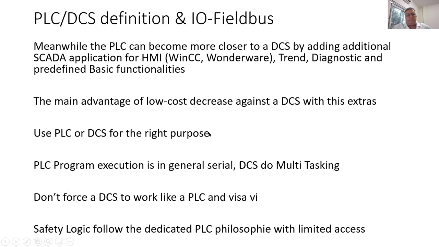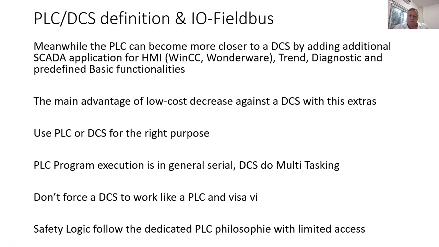So, of course, if you want to use PLCs like Siemens and you want to get the DCS functionality, then you have to add many additional programs. And that is how Siemens makes a PCS from a PLC. They have WinCC or Wonderware for the graphic output, and that can also trend, or they have some own developed basic functionalities, but that you always have to buy. So the big advantage of the low cost of a PLC disappears when you have to buy all the other points to get a DCS. That's why a DCS is, in principle, always a bit more expensive than a PLC.